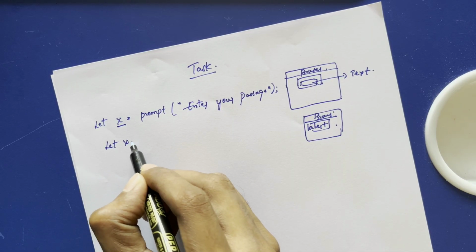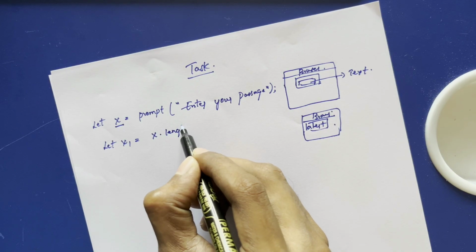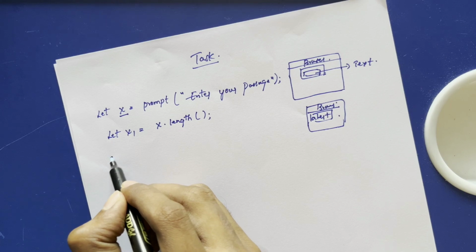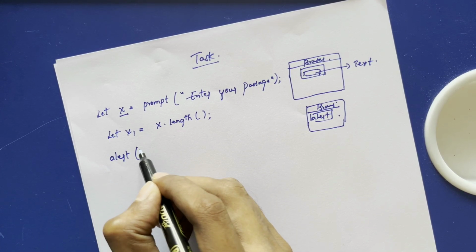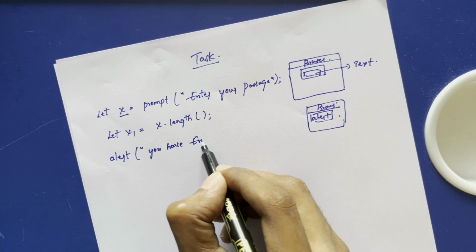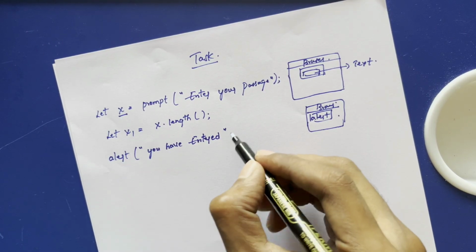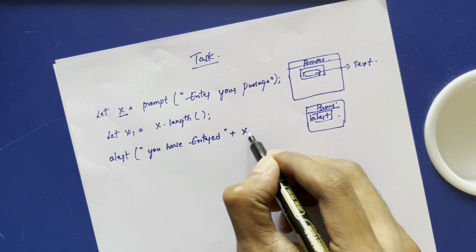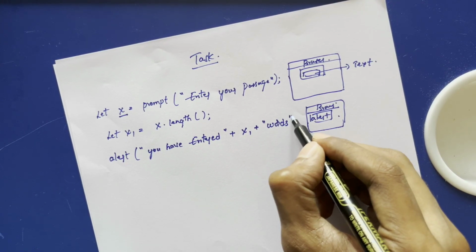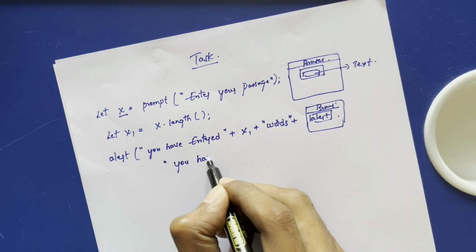Next we have to find the length of the prompt. That means let x1 is equals to x dot length. Then we will know the length, that is, how many letters we are entering in the text box. Then we can easily find how many words we are writing, and then we print an alert: you have entered, it's a string, and then how many words. The length of the prompt is stored in x1, so we write x1 plus words.